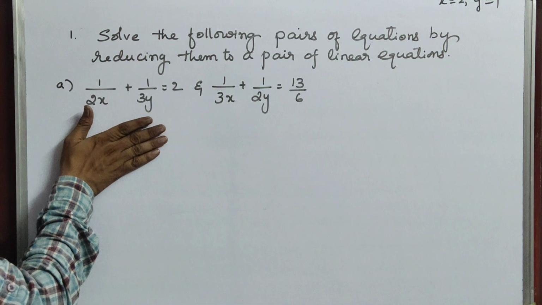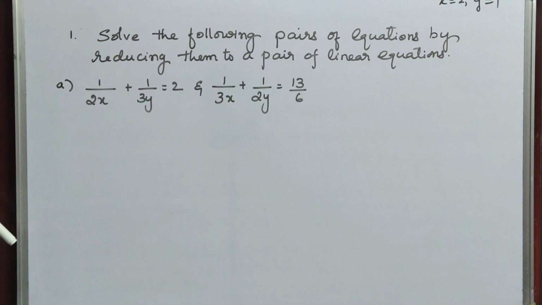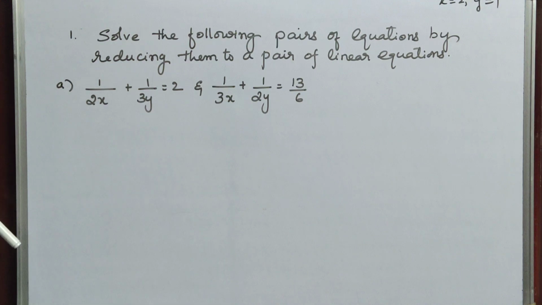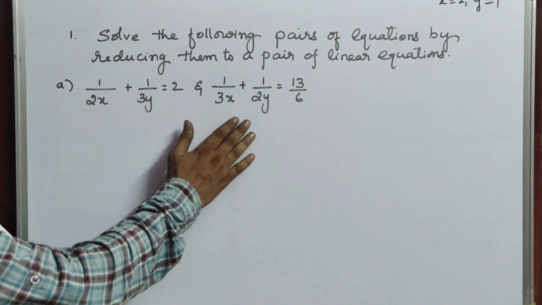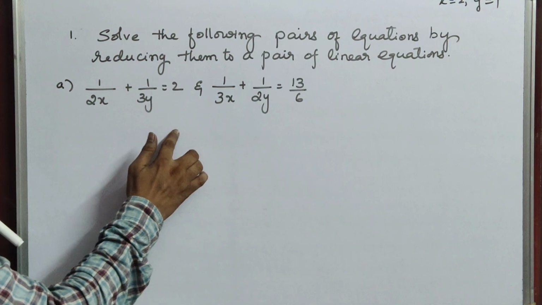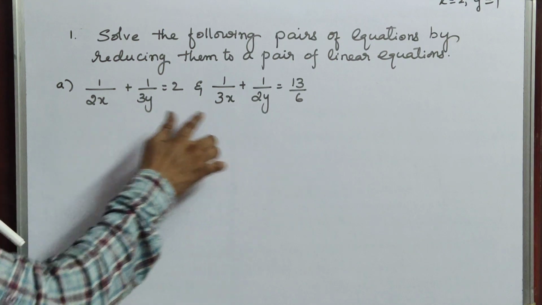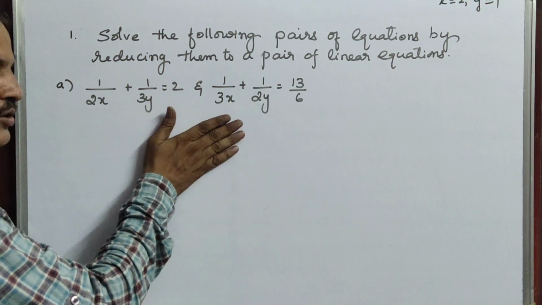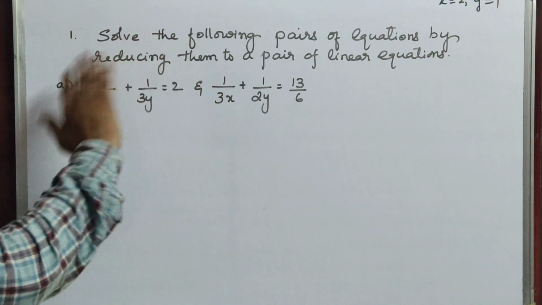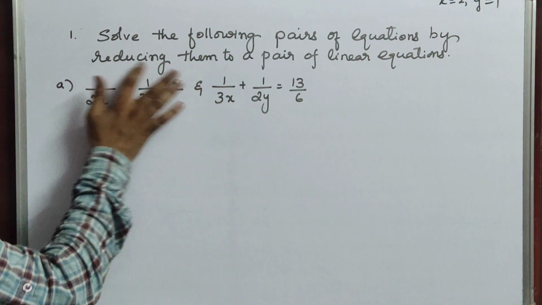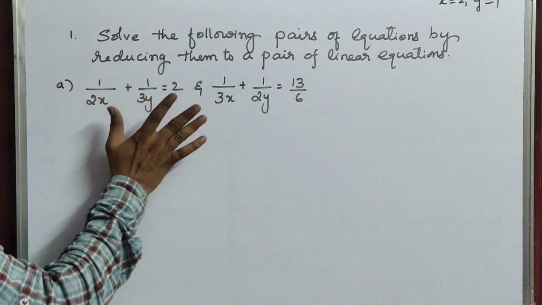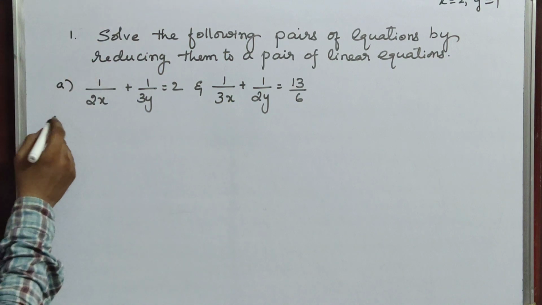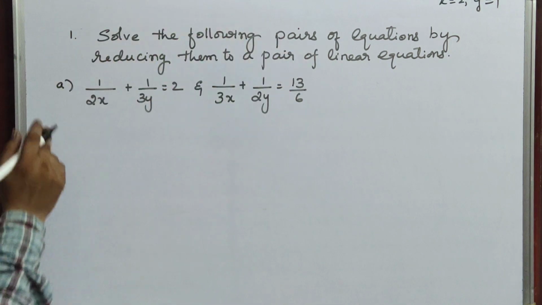First, this one you convert into our standard equation, as I told you: a1x plus b1y plus c1 equals 0, a2x plus b2y plus c2 equals 0. Two equations are there, no? That means convert this into that form first, as you did in the before sums. So first convert these two equations into a standard pair of linear equations.